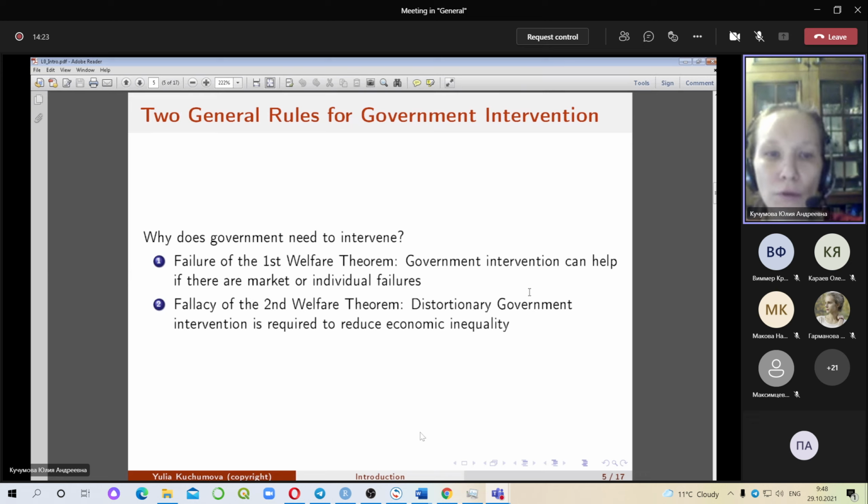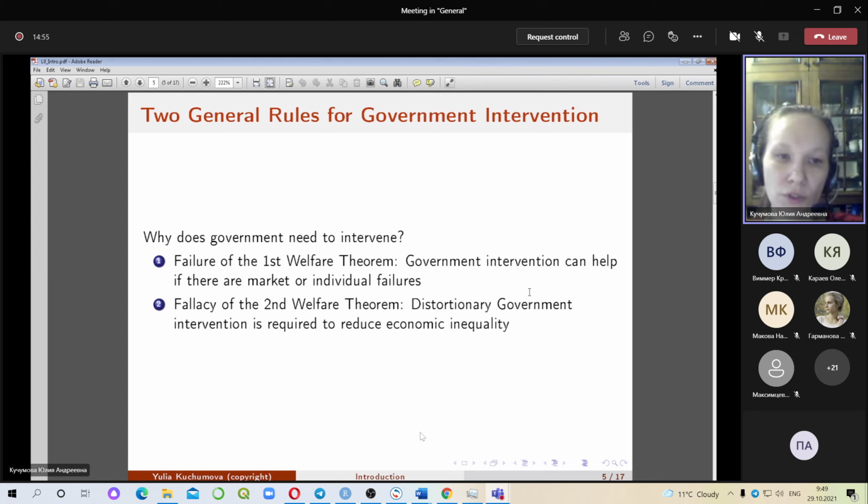But probably you have already started to question yourself: why does government need to intervene? We say that there is a role of the government, but from the very beginning we need to understand why the government needs to intervene in the economy. And economists provide two key reasons for that.